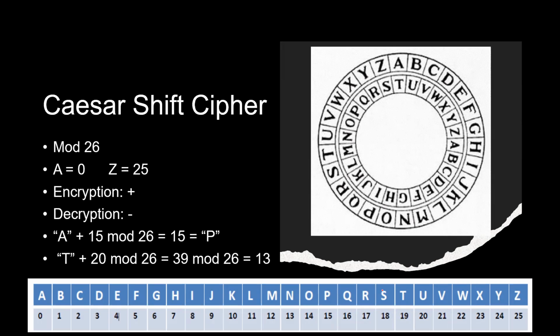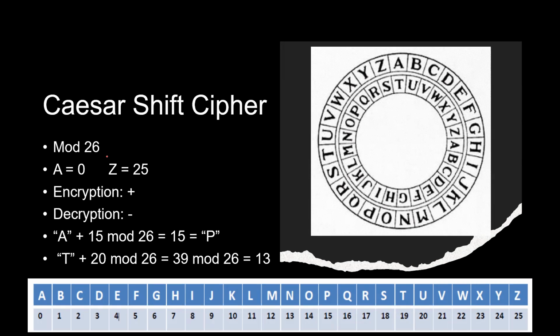So A is always going to be 0, but you can change that, and Z will be 25. It uses mod 26 because there are 26 letters in the alphabet. More often than not, encryption will be adding and decryption will be subtracting. You can always change it up.